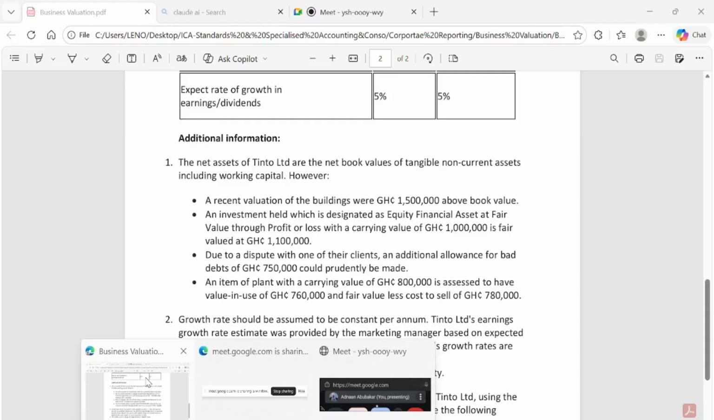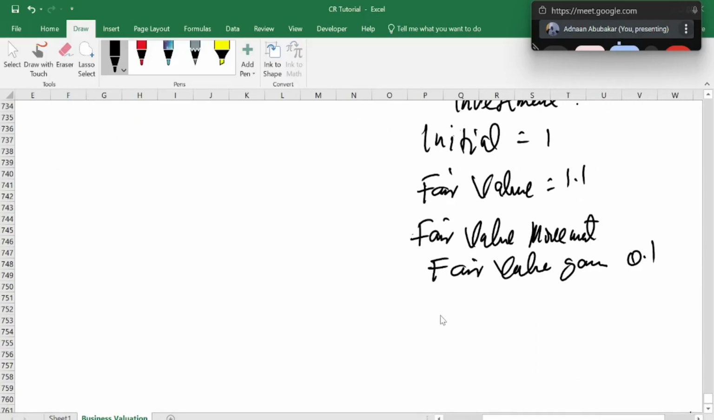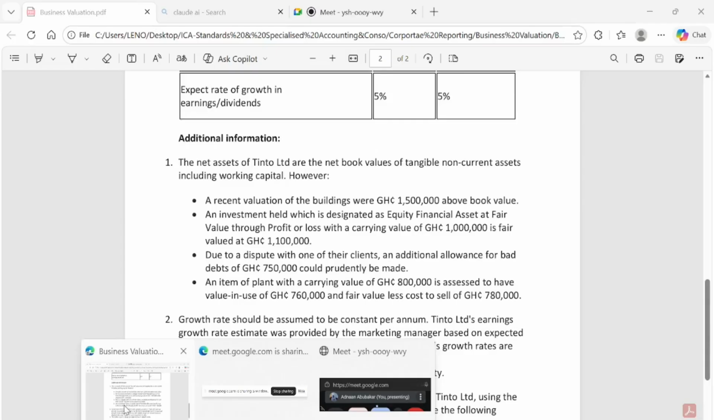Due to a dispute with one of the clients, an additional allowance for bad debt of 750,000 could prudently be made. Okay, so here they are talking about what? So this one is what? Provisions. You understand? The next one is what? Provisions. And the provisions on what? On debt. He's talking about an additional allowance for bad debt.